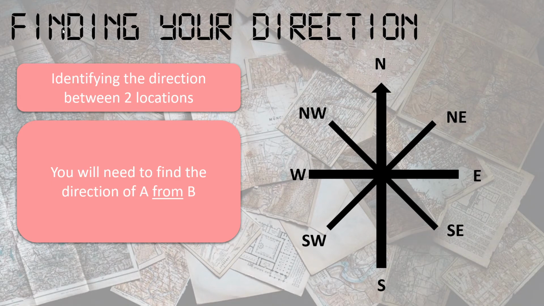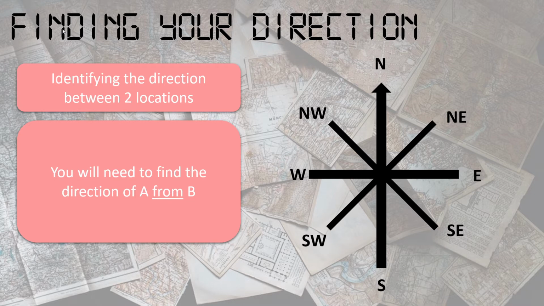So hello everyone, in this section I'll be explaining to you how to find compass direction as well as the compass bearing for your map reading. So in the exam that you will be doing, some questions in the map reading section will actually be asking you to find the direction between 2 points. So for example, you need to find the direction of A from B.